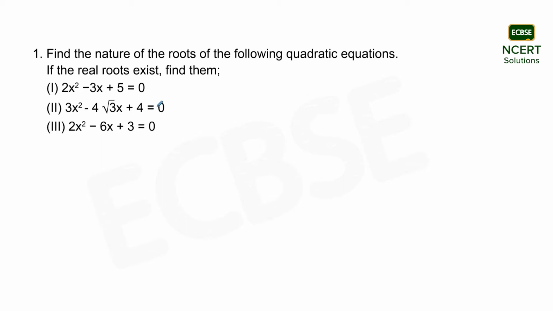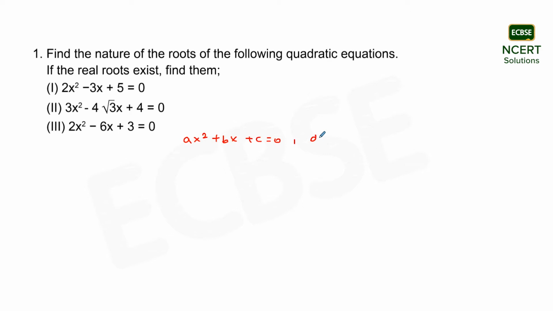So the first step we need to follow is to find the nature of the roots of these quadratic equations. And if their nature is real, that is, we obtain real roots, then we need to find what the real roots are for each quadratic equation. So the step is to first compare this quadratic equation with the standard quadratic equation. And what is the standard form of the quadratic equation? ax square plus bx plus c is equal to 0. So this is the standard quadratic equation.